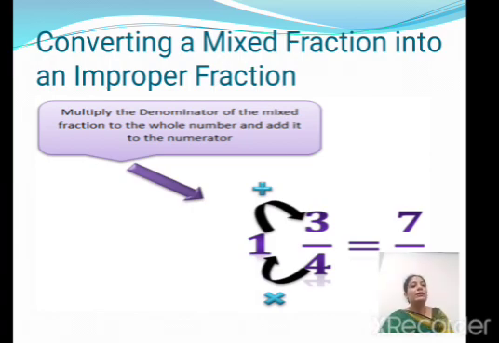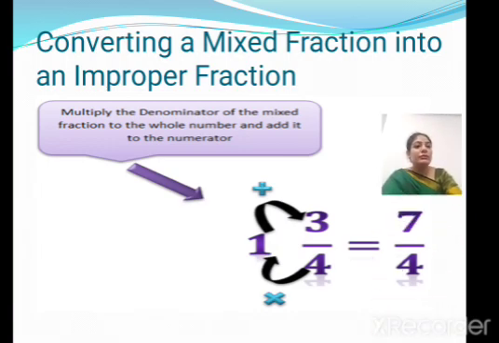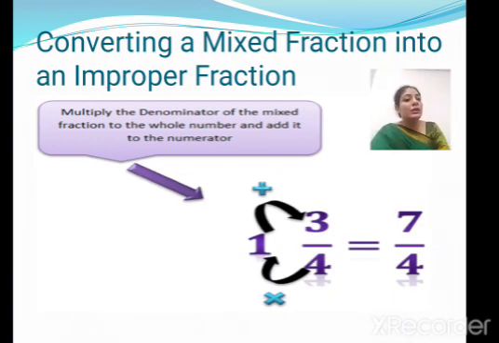Now, converting a mixed fraction into an improper fraction. How will we convert it? So we will multiply the denominator with the natural number and add the numerator. It becomes 4 into 1 plus 3. 4 into 1 is 4, and plus 3 is 7. So it becomes 7 by 4.